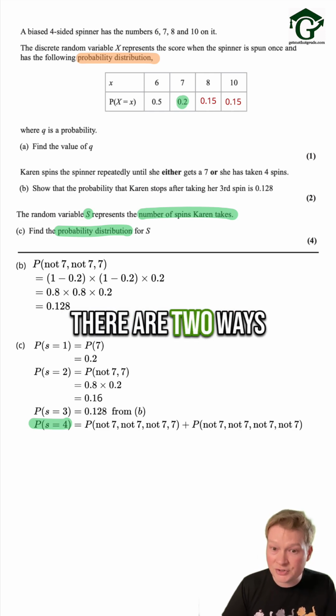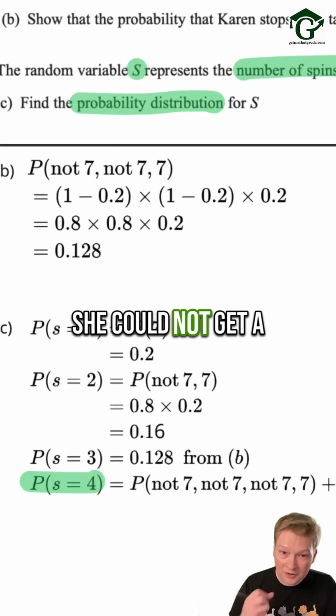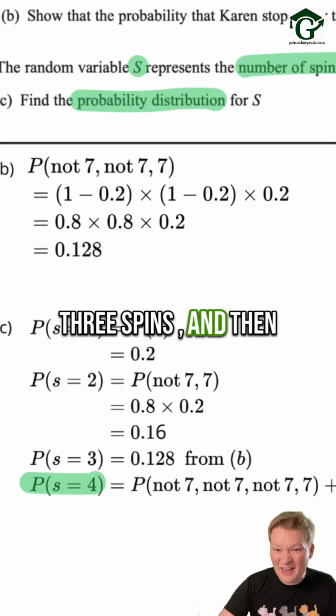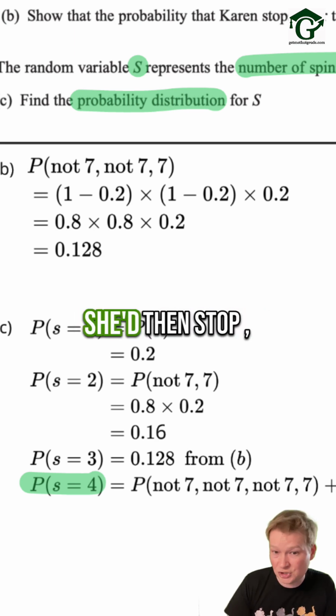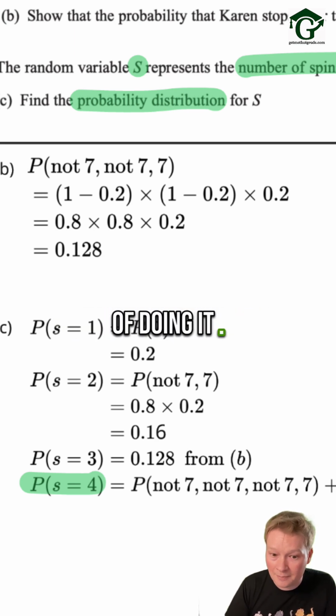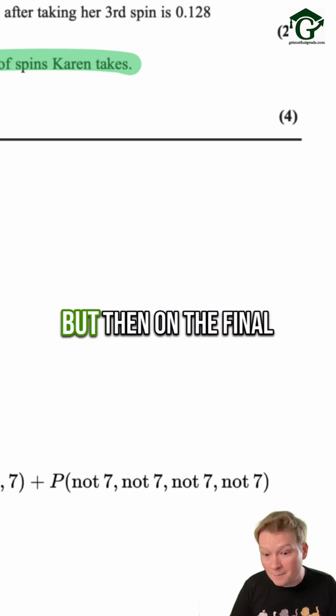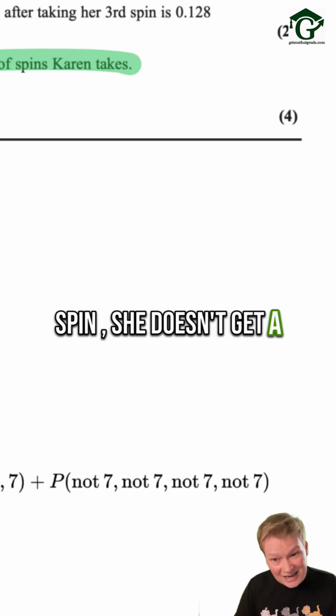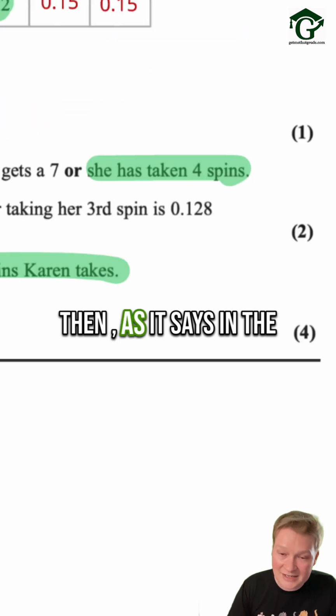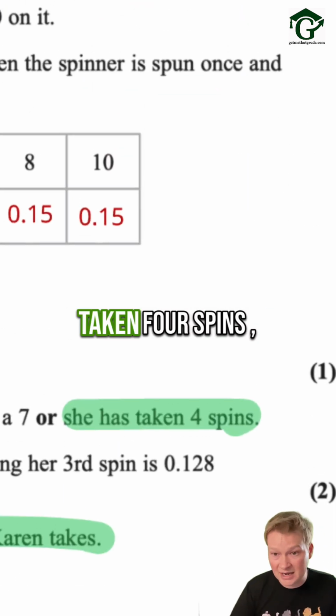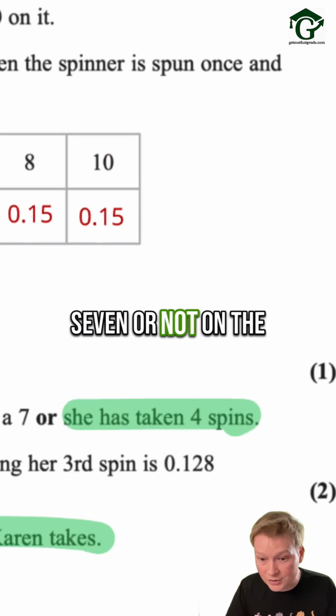Well, if you think about it, there are 2 ways that could happen. She could not get a 7 on the first 3 spins, and then get a 7 on that final 4th spin. She'd then stop, wouldn't she? That would be one way of doing it. Or it might be that she doesn't get the 7 on the first 3 spins, so she makes it as far as the 4th spin, but then on the final spin, she doesn't get a 7 again, because she'll actually stop then, as it says in the question. She stops after she's taken 4 spins, whether she gets a 7 or not on the last spin.